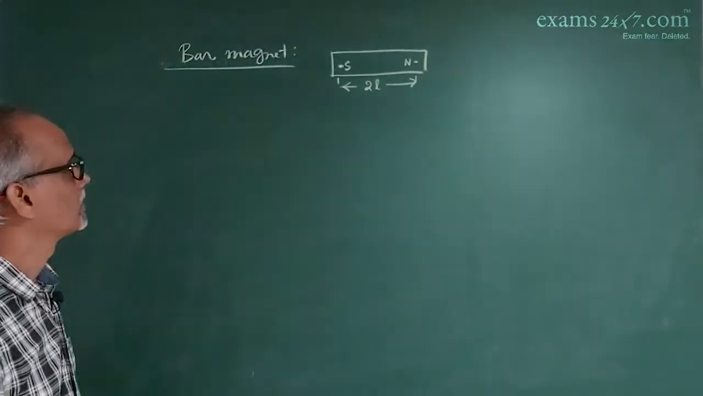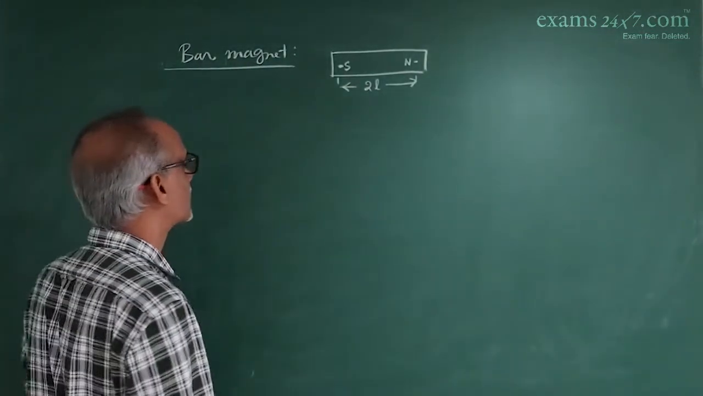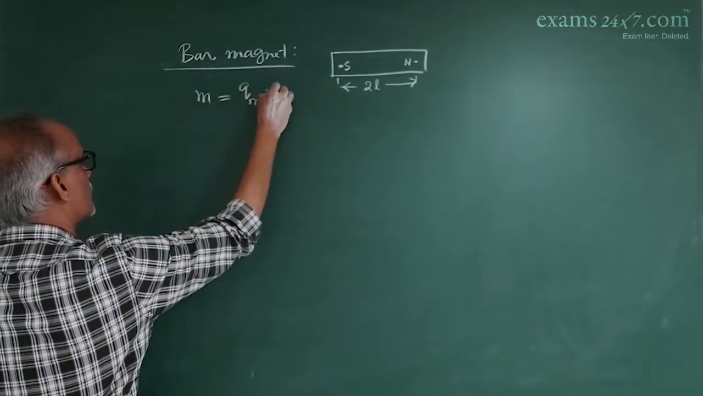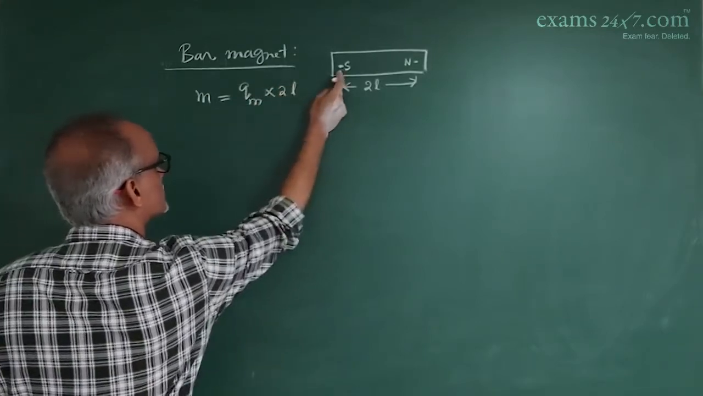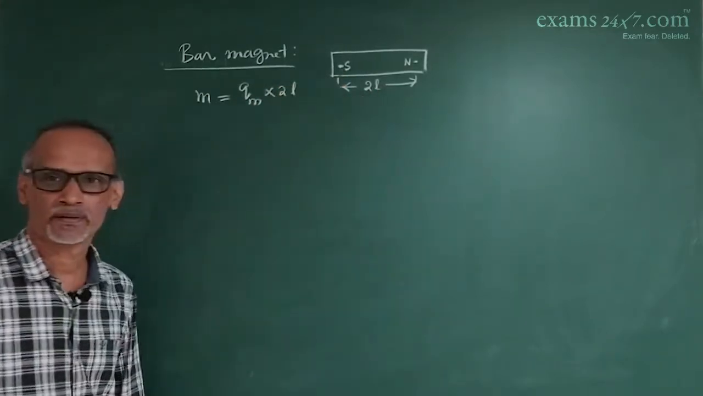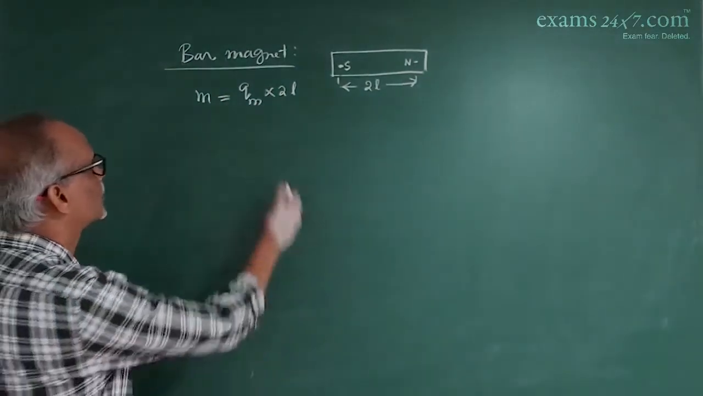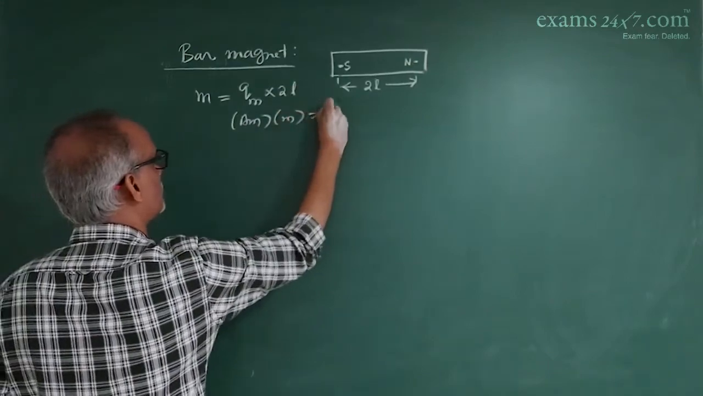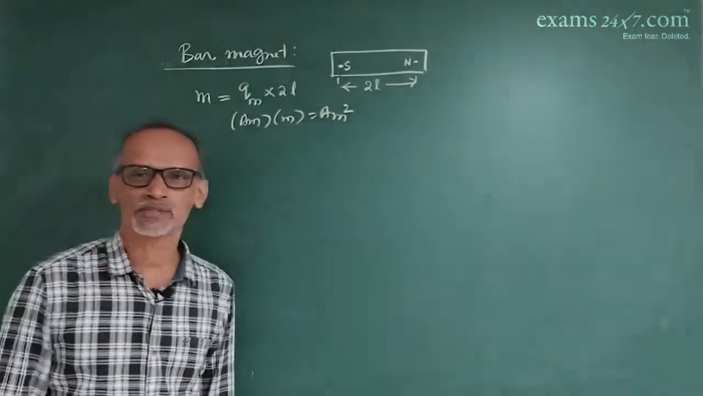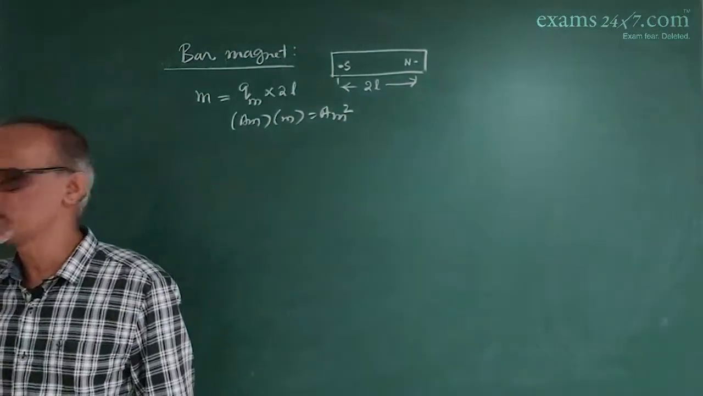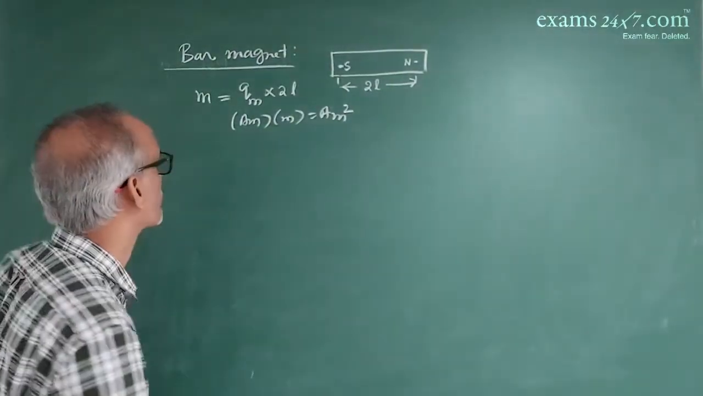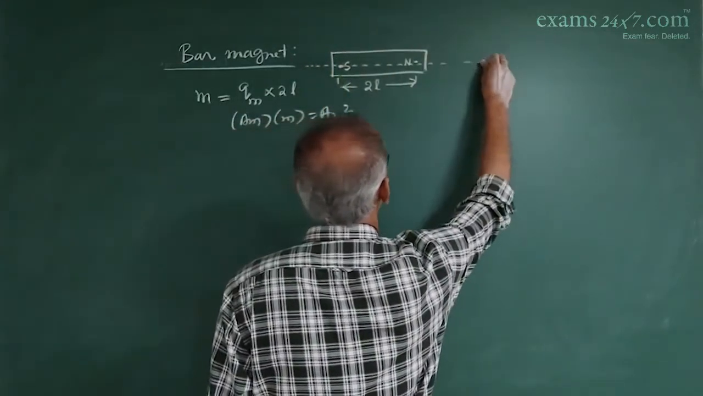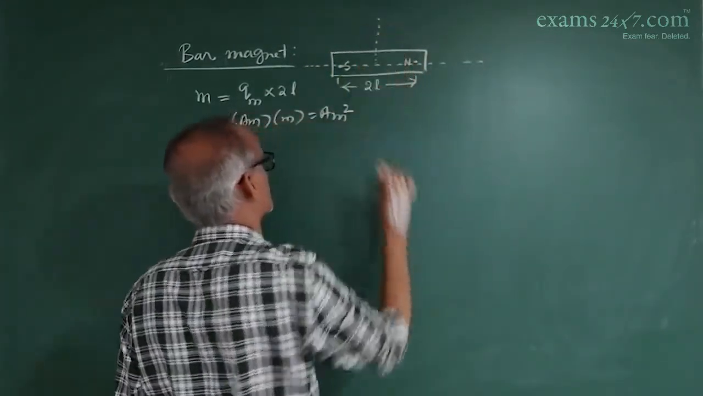And this magnet has a magnetic moment which is given by M, that's equal to Qm into 2L. Qm is the pole strength and 2L is the magnetic length. And Qm has a unit ampere meter, and again into meter, so that will give you ampere meter square, which is the same as the magnetic moment produced by a current loop. Now the field at a point on the axis and at a point on the perpendicular bisector.